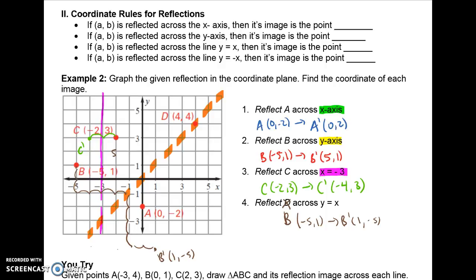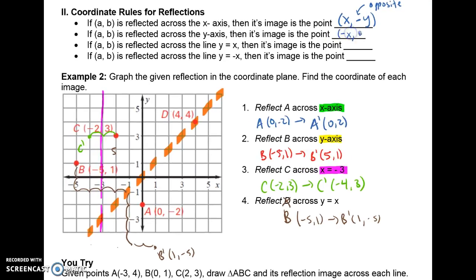Well, you might have noticed some pattern here, right? So across the x-axis, we started at (0, -2) and then we went up to (0, +2). So what happens is x stayed the same, and then y became the opposite. And again, think negative as opposite, not that we're keeping the number negative. So it's the opposite of y. Across the y-axis, notice how the x switched signs, but the y stayed the same. So it's opposite x, y. And again, the negative represents the word opposite, not a negative number.